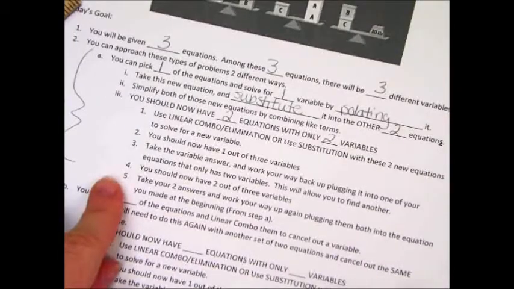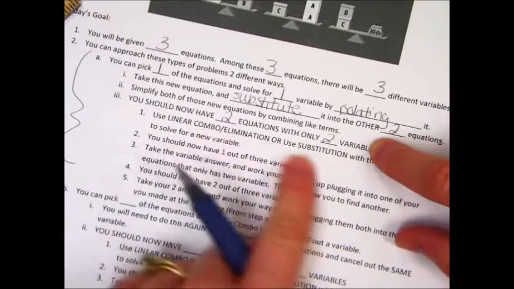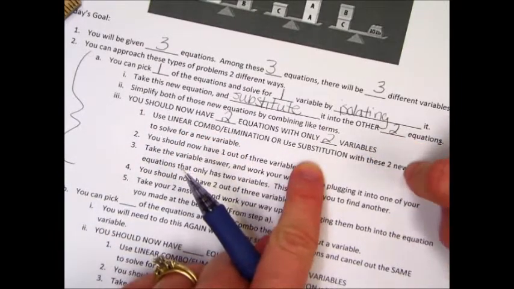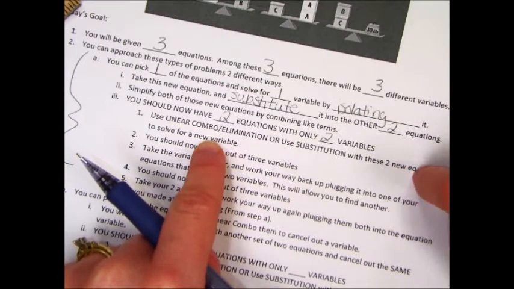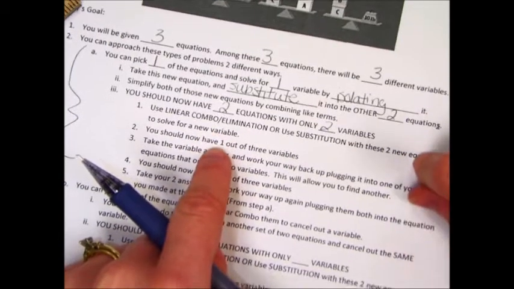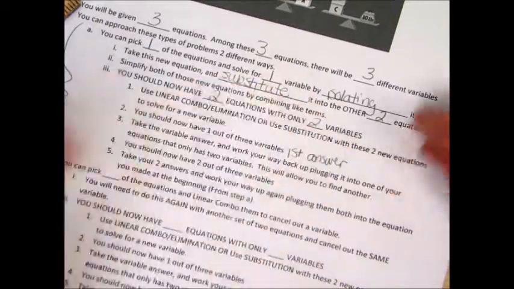After you do that, with your two new equations, you will use linear combination or substitution and solve for a new variable. So it goes back to being a 2 by 2. You should now have one of them. After you solve, you will get an answer. This is the first answer that you will get.